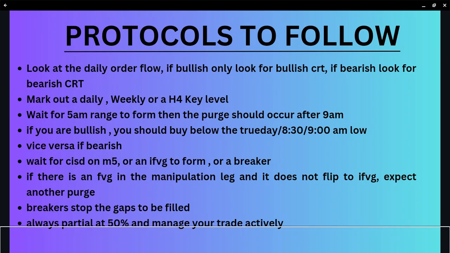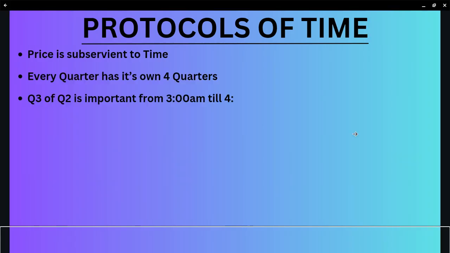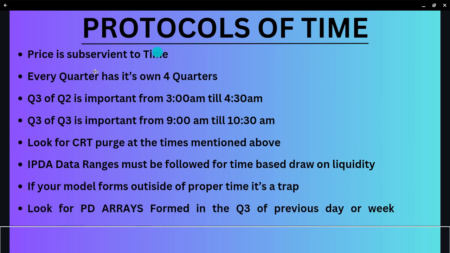All right. Next is protocols of time. This is something new, right? Understand that price is subservient to time always. If you do not follow this thing, you're gambling your money away. You might be lucky 2, 3, 10 times. The 11th time you will be unlucky, and that unlucky moment will be worse than the whole wins which you had.